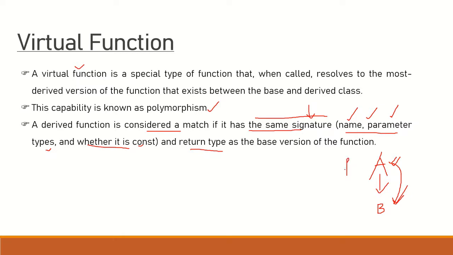Suppose A has a function called f with one argument of type int, and the return type of the function is void. If I want this function to be virtual and we need to support polymorphism, then what should we do? We should define the same function in B also. The name of the function in B should remain the same as f, the argument type also remains int, and the return type also remains void. This is what I mentioned: the signature of the function should remain the same. Whereas in function overloading, the name of the function remains the same except for its list of arguments, type of arguments, and order of arguments. But here everything should match.